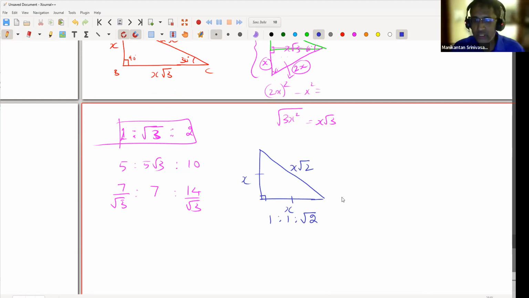Okay. So 1 is to 1 is to root 2 is the ratio of the sides in an isosceles right angle triangle.